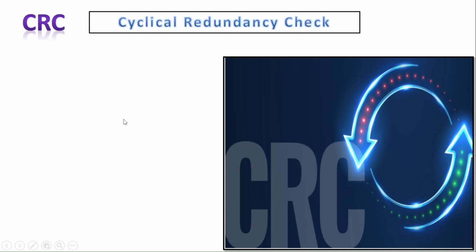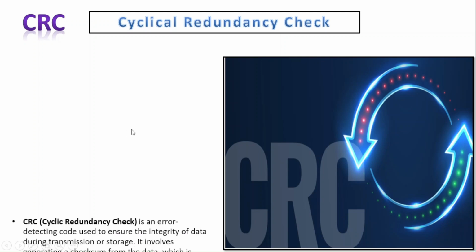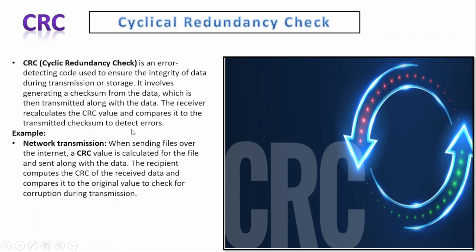CRC, that is cyclical redundancy check. So CRC is an error detecting code used to ensure the integrity of data during transmission or storage. It involves generating a checksum from the data, which is then transmitted along with the data. The receiver recalculates the CRC value and compares it to the transmitted checksum to detect errors.